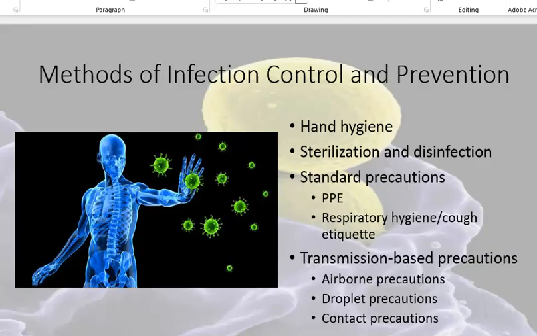Let's see, methods of infection control and prevention. You have hand hygiene. You have sterilization, which destroys all living organisms and spores. This is your sterile technique. You have decontamination, which decreases the level of disease-causing organisms. You have standard precautions. This is PPE usage. Then you have transmission-based precautions, which refers to airborne, droplet, as well as contact.